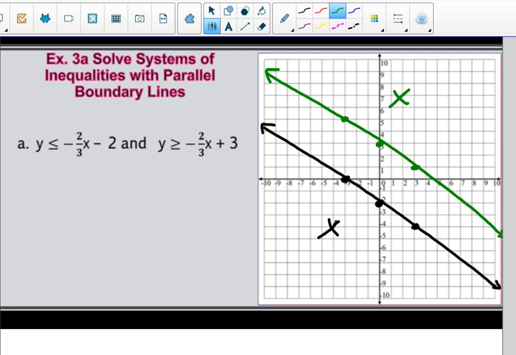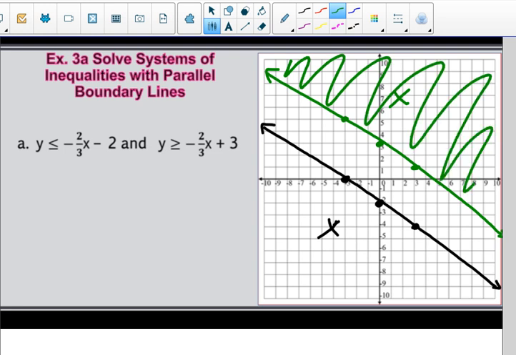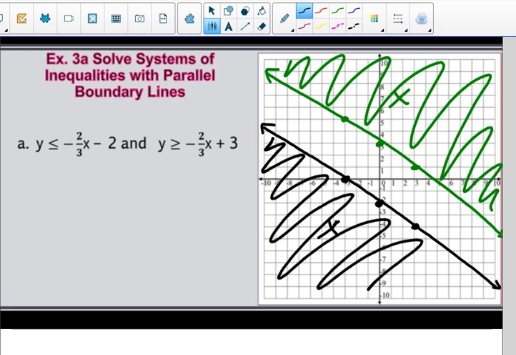So if I were to do shading wise, the shading up here would be this part of the graph. And on this one, where the black X is, that's where I have to do the shading over here. So you notice nothing overlaps. So this would be no solution.